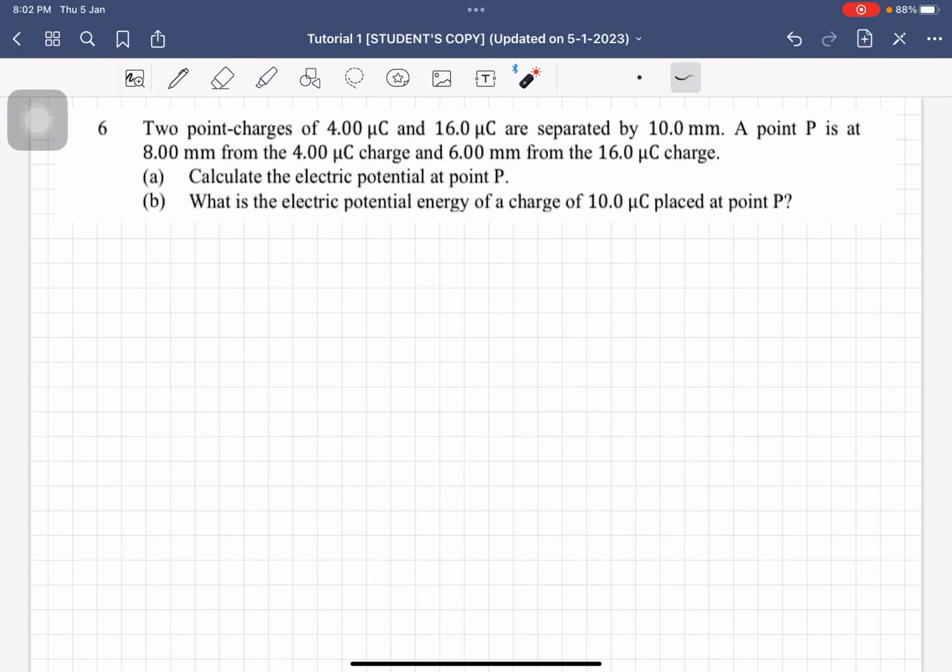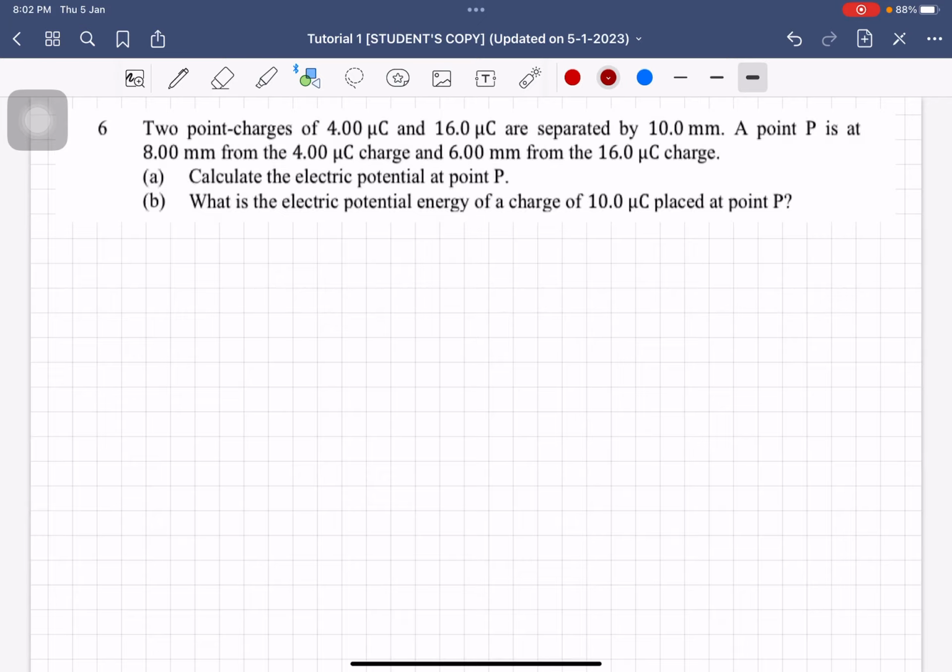Question number 6. Two point charges of 4 microcoulomb and 16 microcoulomb are separated by 10 millimeter. A point P is at 8 millimeter from the 4 microcoulomb charge and 6 millimeter from the 16 microcoulomb charge. It didn't mention that P is in between them, and if you add 8 plus 6, it is not equal to 10, it's greater. So this is actually telling us that point P is making a triangle.